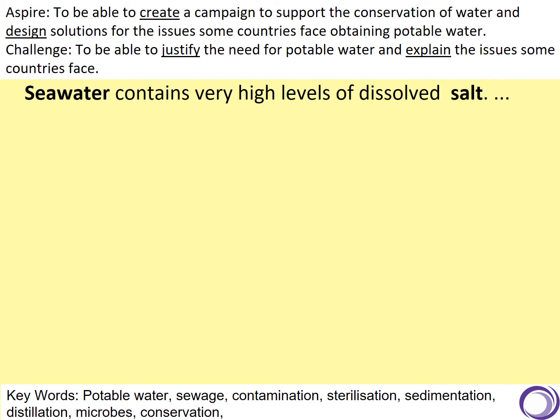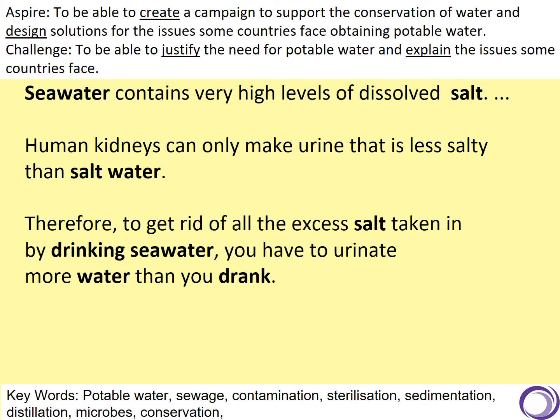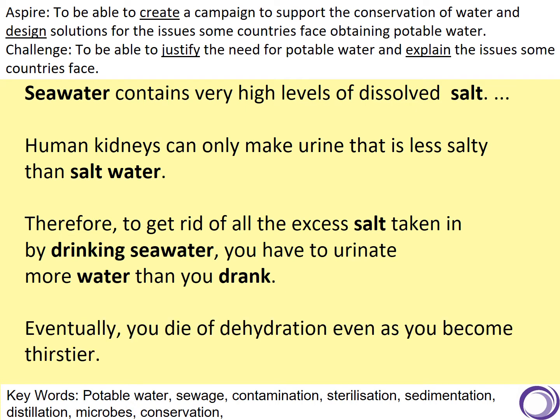The problem with seawater is that it contains very high levels of dissolved salt. Now, our human kidneys, which are responsible for making urine, so we can go to the toilet and get rid of waste products from our body, can only make that urine if it's less salty than salt water. So to get rid of all the excess salt taken in by drinking seawater, we would have to urinate more water than we drank. And the problem with that is that we would become dehydrated and even thirstier as we went along. And eventually that would result in death.